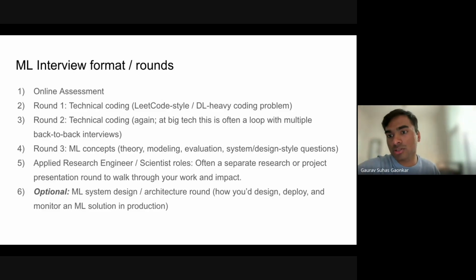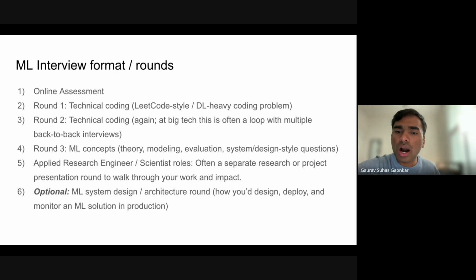In big tech firms, this is often called an interview loop, where you have back-to-back interviews. For MLE, there are additional ML concept rounds where they try to test your theoretical understanding of how machine learning practices work, the different concepts, and what you should know about data. This round is often done as a mix with system design style questions as well. And if you're applying as an applied researcher or research scientist, you might be asked to give a presentation or talk about your research journey and the contributions you have made in the field.